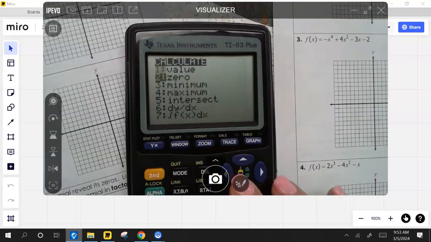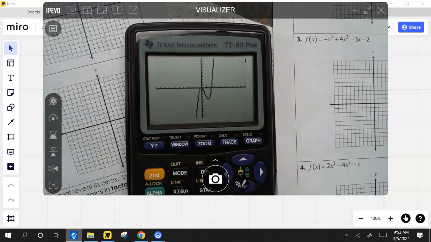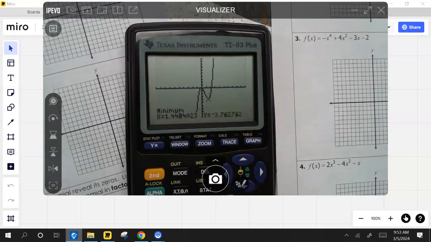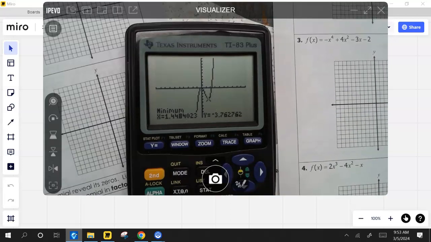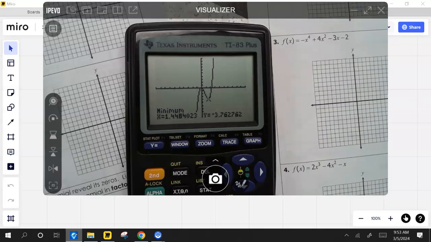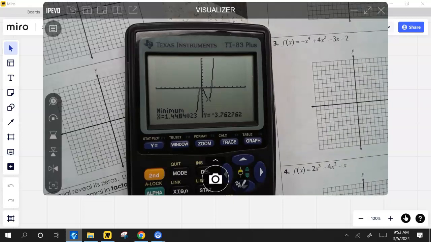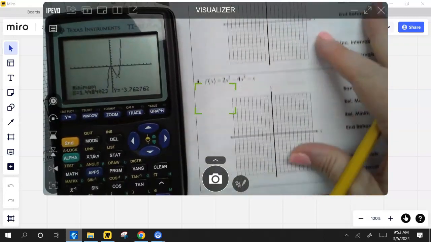Now let me do the minimum here. 1.448, negative 3.763. I guess you can't see I'm just writing those points in there.